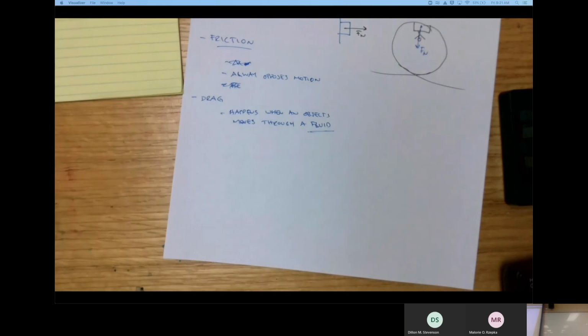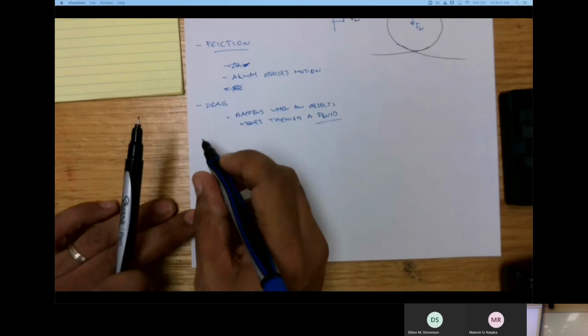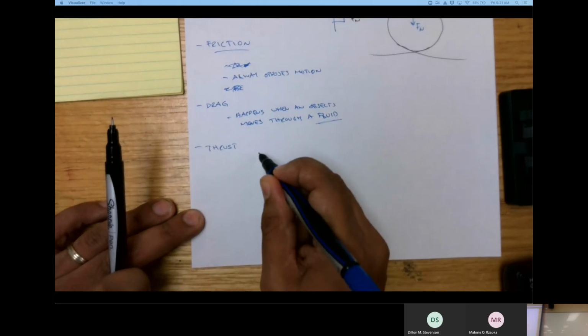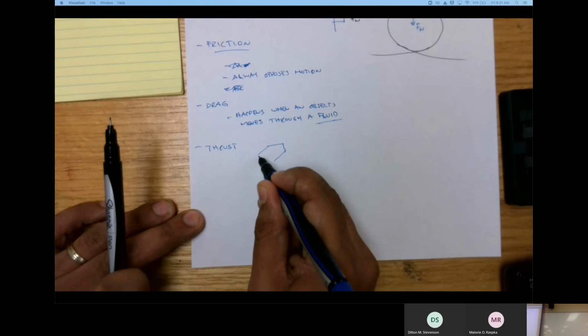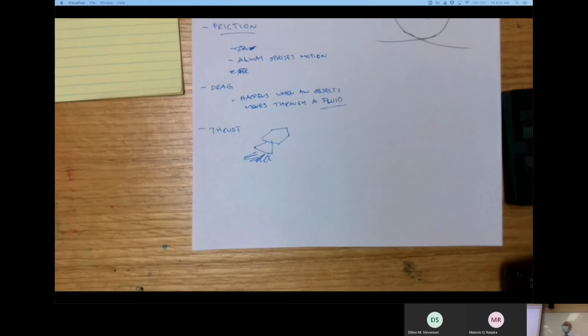And the last one is thrust. That's basically rockets and airplanes and things that are pushing through a fluid.